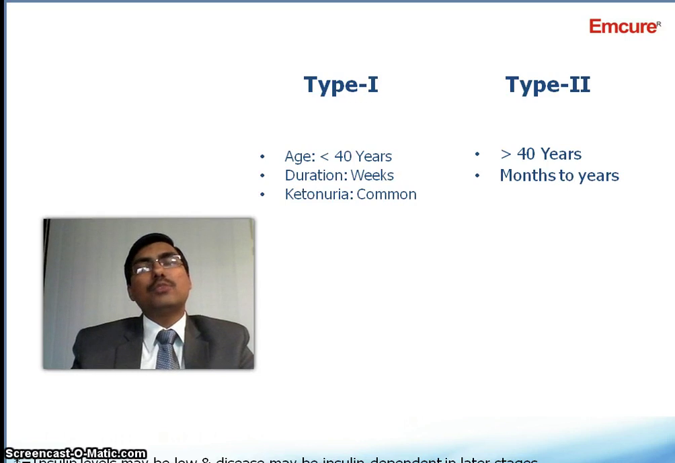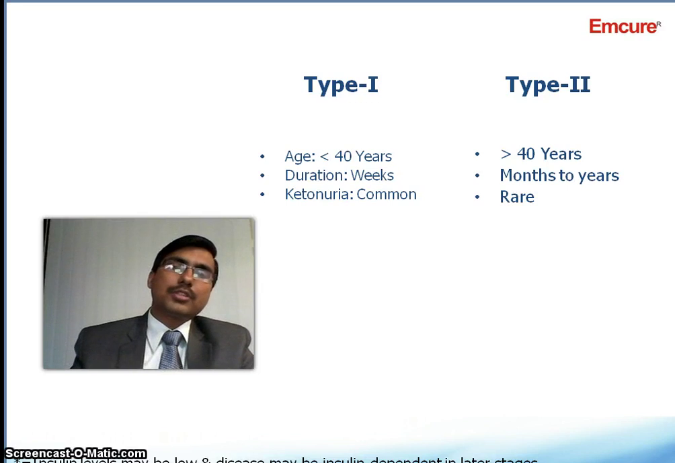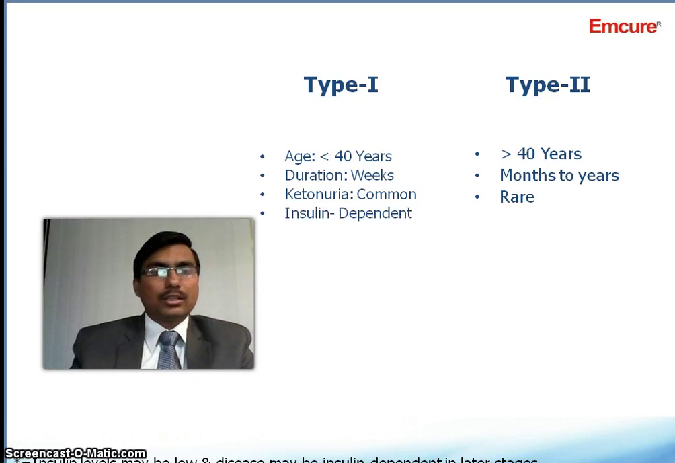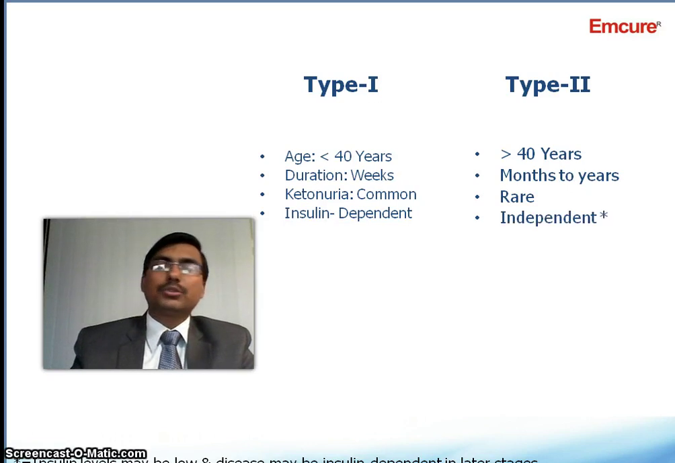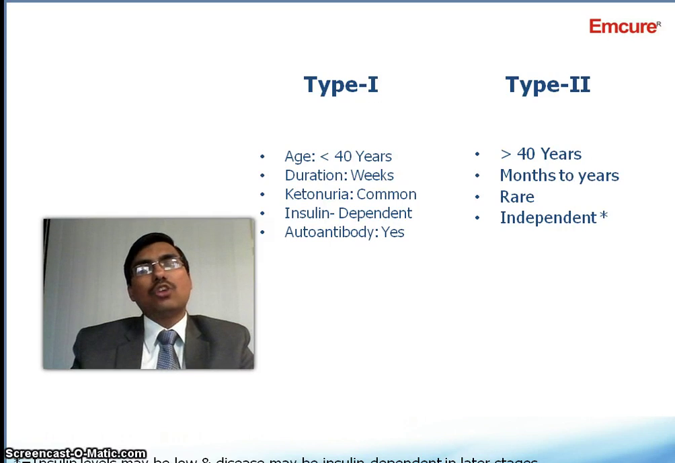Ketonuria or ketone body formation is very common in type 1 diabetes, but in type 2 diabetes, this ketone body formation is very rare. In case of type 1 diabetes, it is insulin dependent, but in type 2 diabetes, it is insulin independent. In type 1 diabetes, normally we have seen autoantibodies get formed and thereby destroy all the beta cells. But in case of type 2, no autoantibodies get produced.